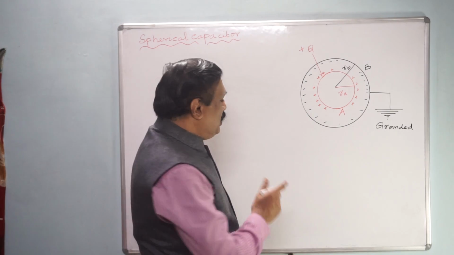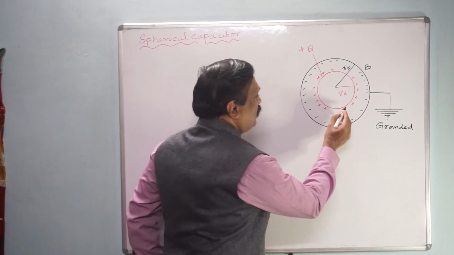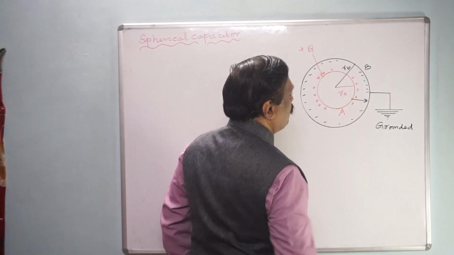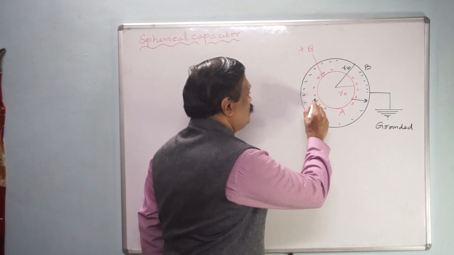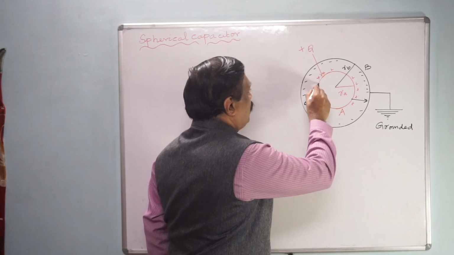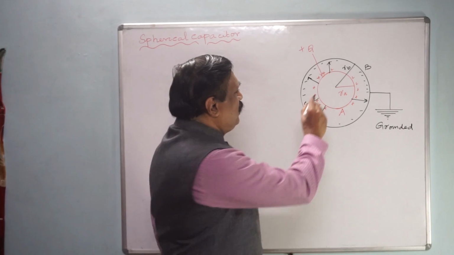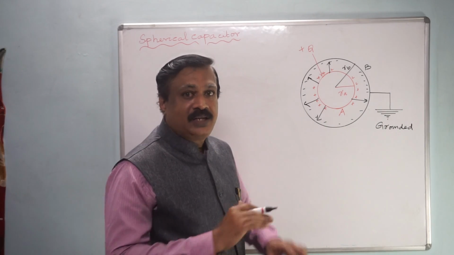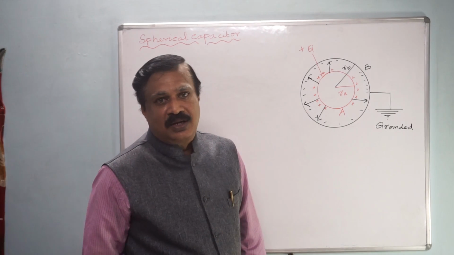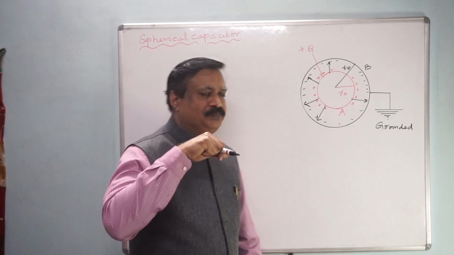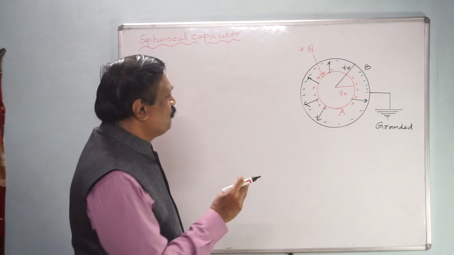Now, as you know, the electric field is from positive to negative. Therefore you have an electric field in this direction, that means radially outward. The electric field inside the hollow small sphere is 0, and the electric field outside the big sphere is also 0. Now we have to find the expression for capacity. Before that we have to find the potential.